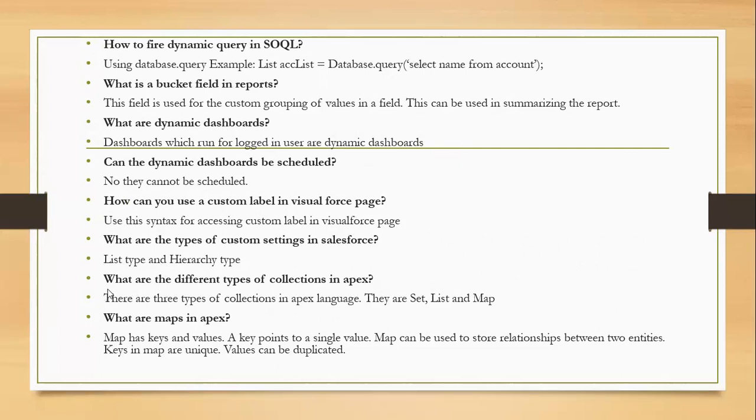Next question: what are the different types of collection in Apex? There are three types of collection in the Apex language: set, list, and map. What is a map in Apex? A map has a key and a value. A key maps to a single value, and a map can be used to store the relationship between two entities. The keys in a map are unique, but the values can be duplicated.